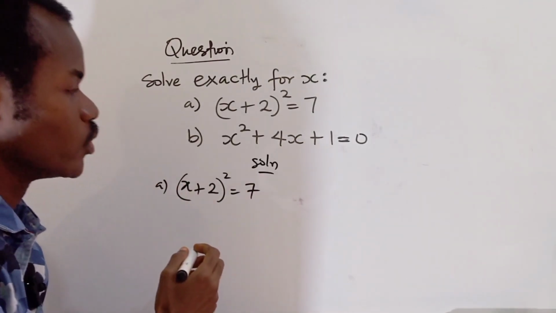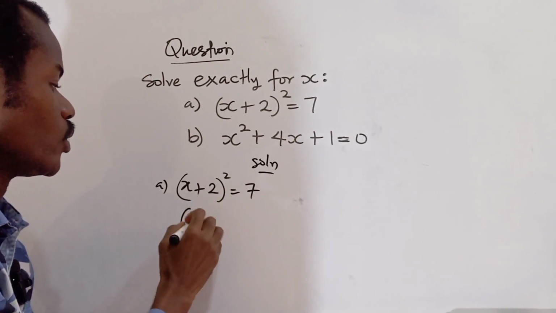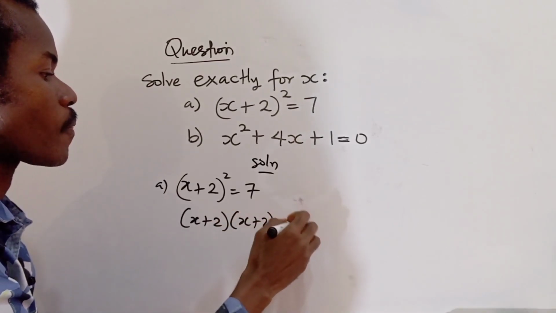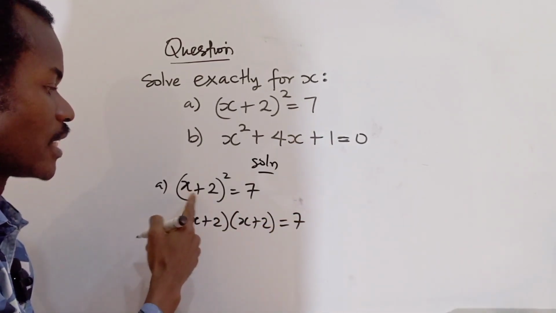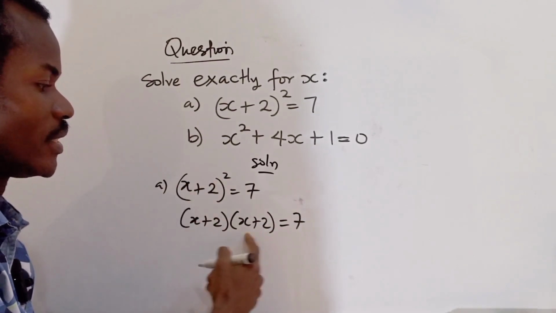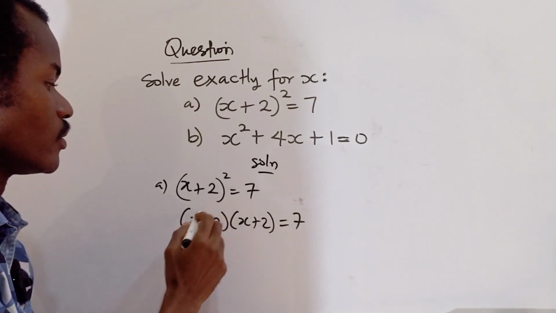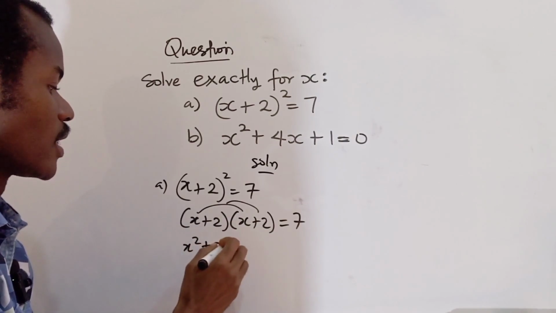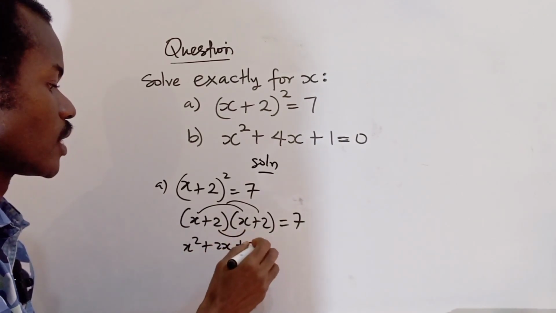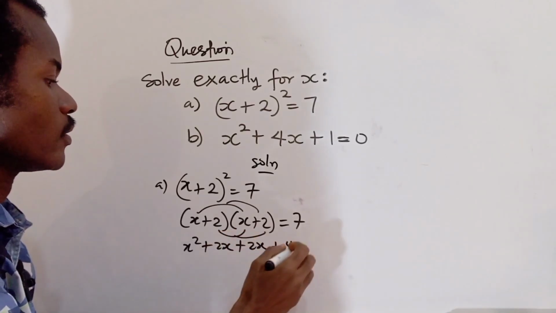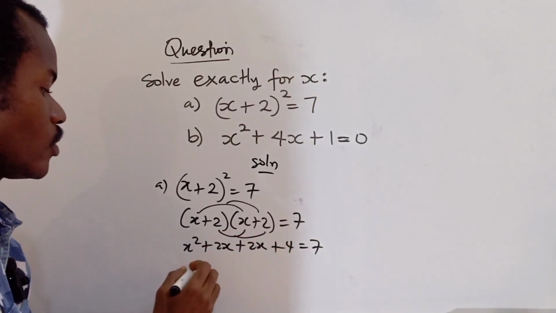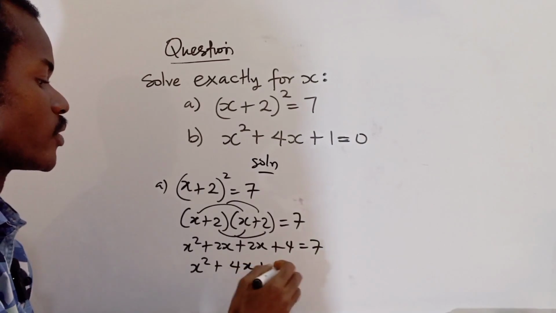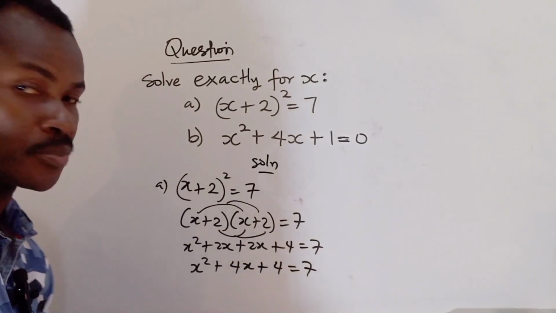Now, one thing you don't want to do in this kind of problem is expand this, say (x + 2) squared, into this times this. So we have x squared, plus 2x, plus 2x, plus 4 is equal to 7. So we have x squared plus 2x plus 2x is 4x, plus 4 is equal to 7.